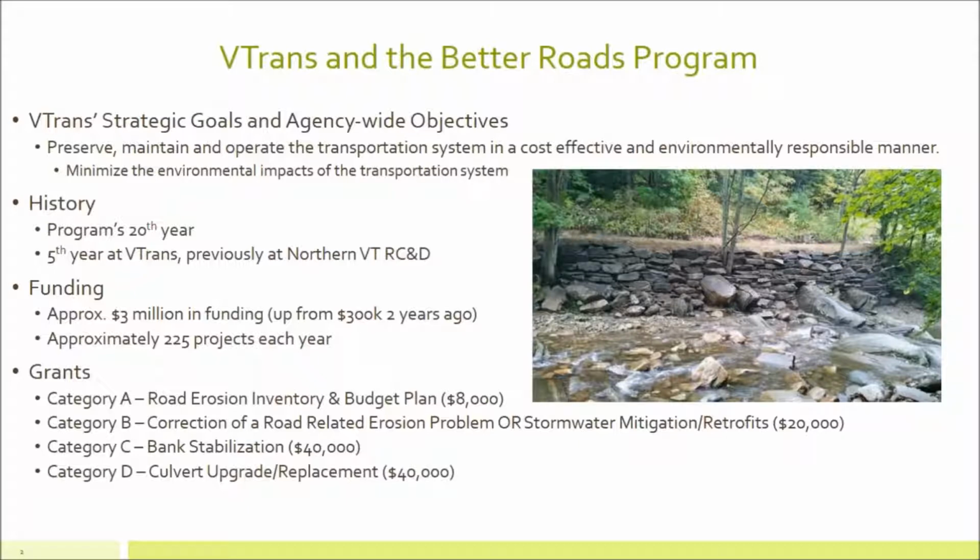Funding for the program has really gone up in the last couple of years as well. We used to have about $300,000 for the program. Now we're around $3 million. We're funding about 225 projects each year. And we have 4 grant categories for our program, ranging anywhere from an $8,000 planning grant all the way up to $40,000 projects for bank stabilization, culvert replacements, those sorts of things.